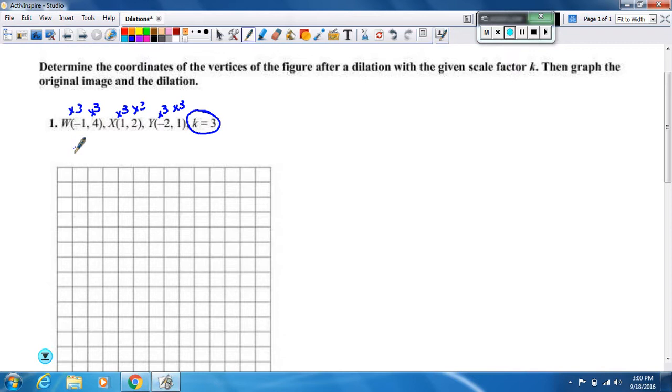So the old points are W, X, and Y. To make a new point, you have to put a prime. That means after the dilation. So -1 for W, -1 times 3 is -3, and 4 times 3 is 12.